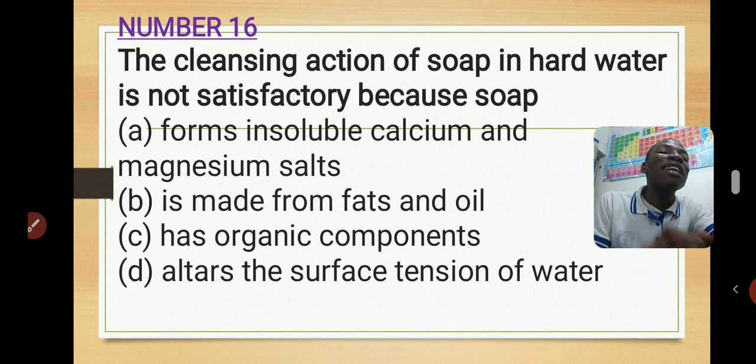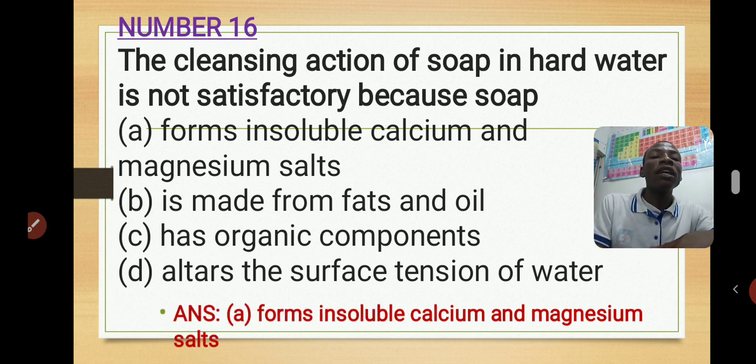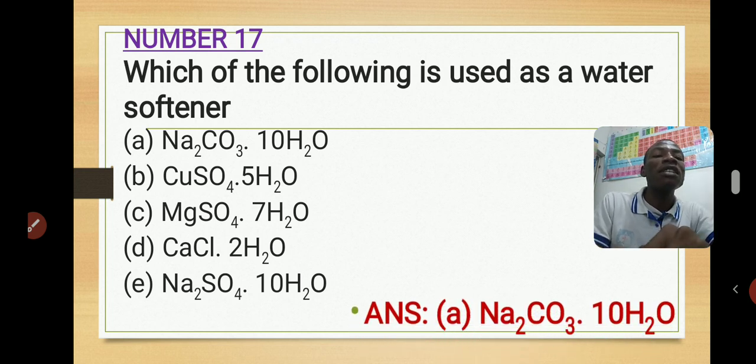Those scums are insoluble calcium salts or insoluble magnesium salts. So our answer there is option A. Number 17. Which of the following is used as a water softener? Water softener is washing soda, which is option A. So option A is the answer.